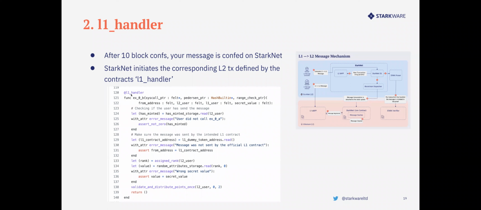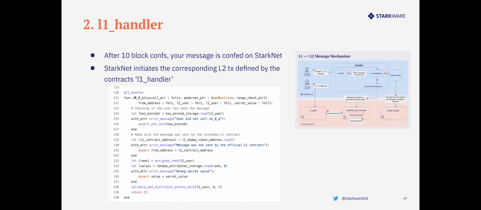So this is an example of the L1 handler. Once it reaches L2, it is executed by the sequencer and included in a block. The handler receives a from address, which is again the contract that sent it on the L1 side, and other information that could be interesting. And that's it, and it executes the code.